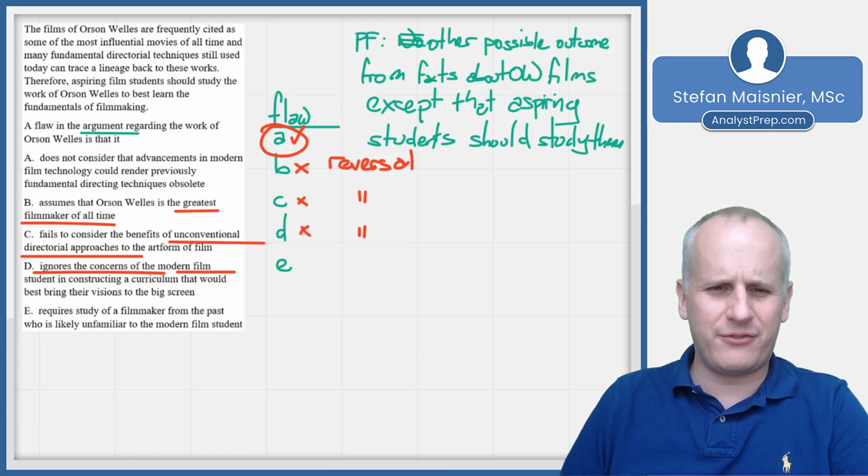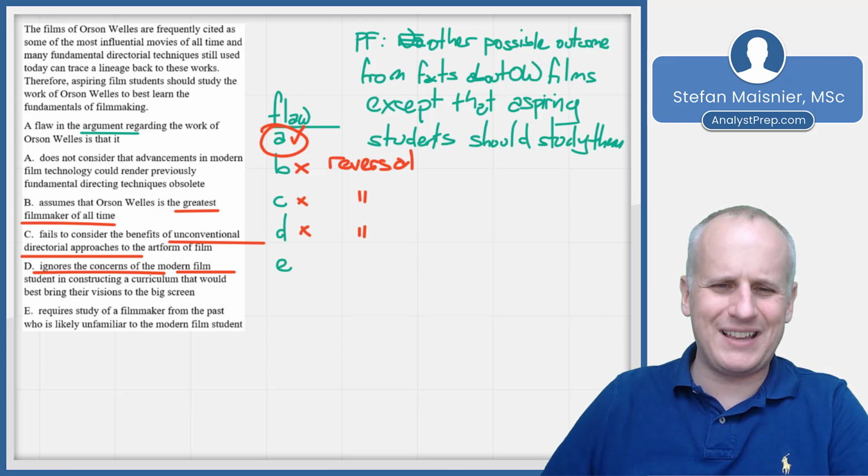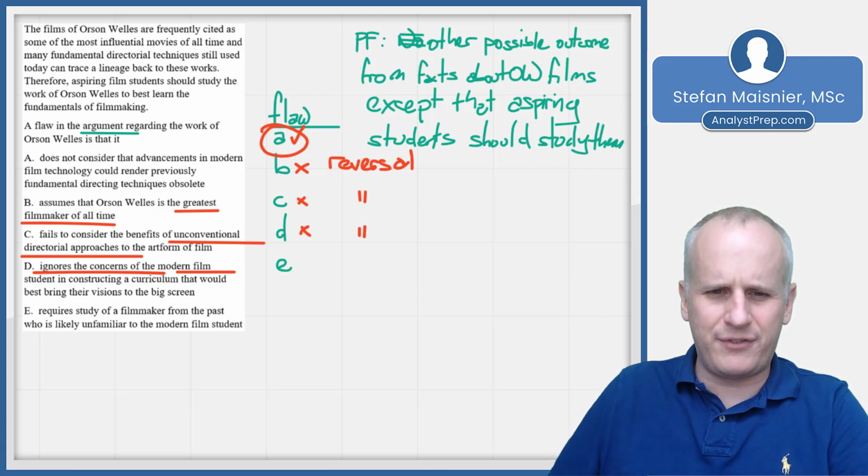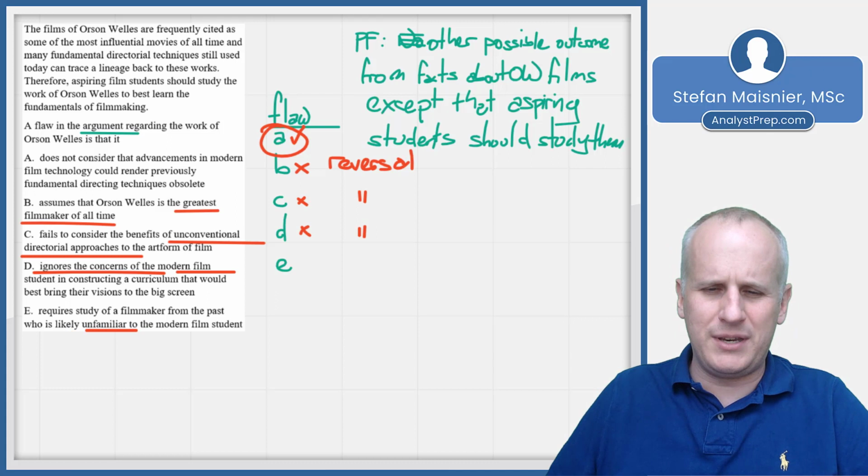And then choice E would require study of a filmmaker from the past who is likely unfamiliar to the modern film student. Well, again, if he's unfamiliar, maybe we need to study him. So that too would be a reversal.